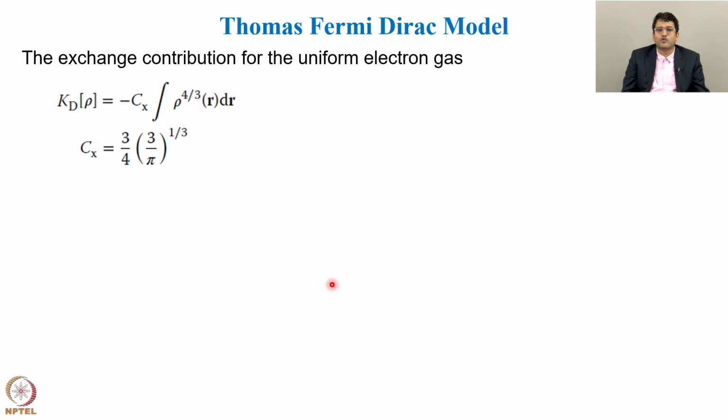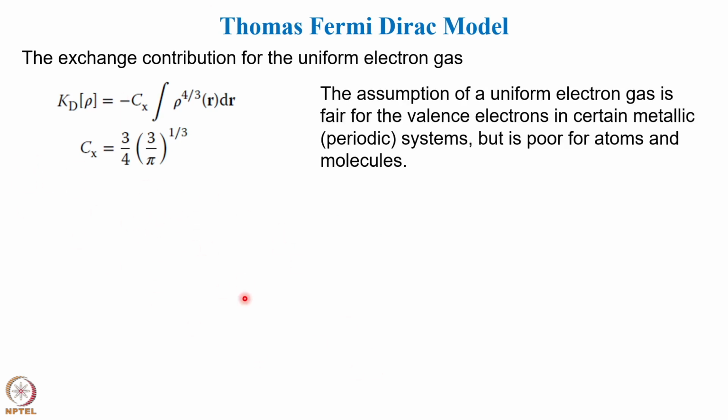So, what you need to do is to go to Thomas Fermi Dirac model, where the exchange contribution for the uniform electron gas is derived like this. This derivation was actually made by Bloch, but it is attributed to Dirac. So, now if I put this form of the exchange into the previous Thomas Fermi model, I will get a new form of the functional, that is called the Thomas Fermi Dirac model. That is actually an exact form of the energy for a uniform electron gas.